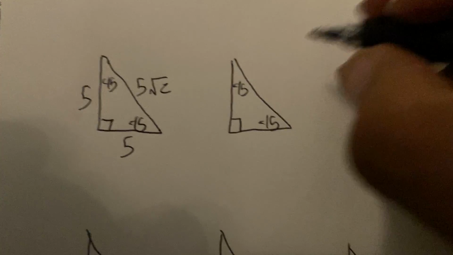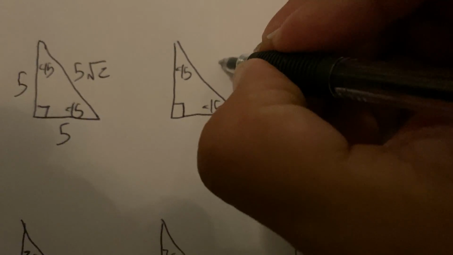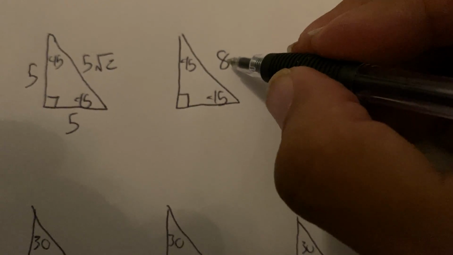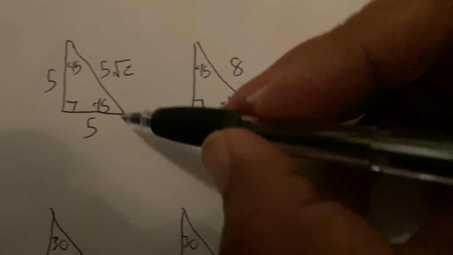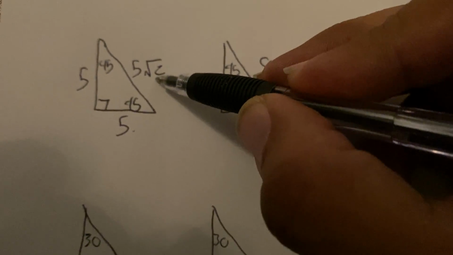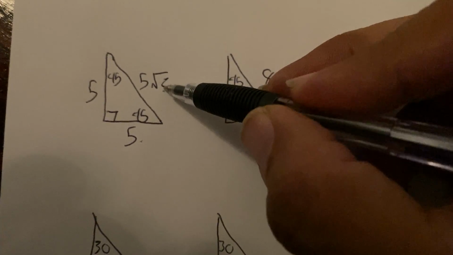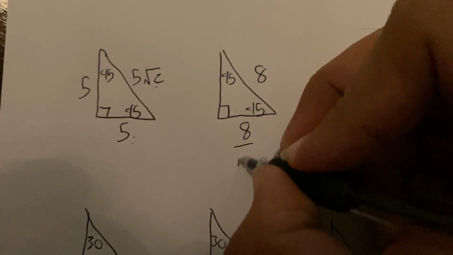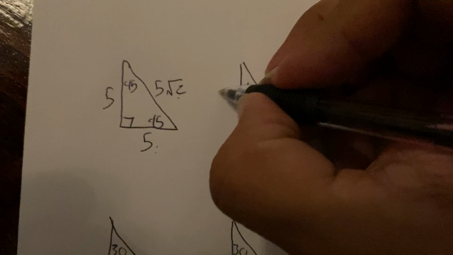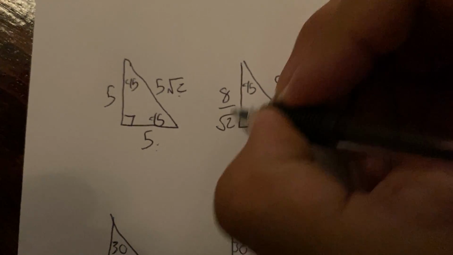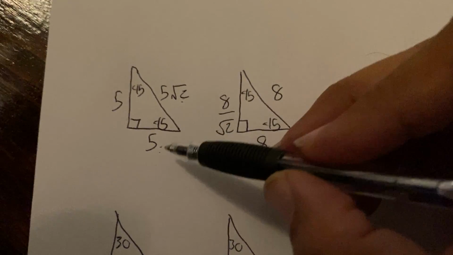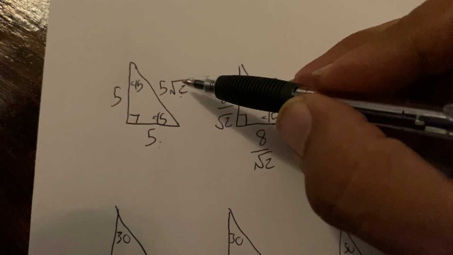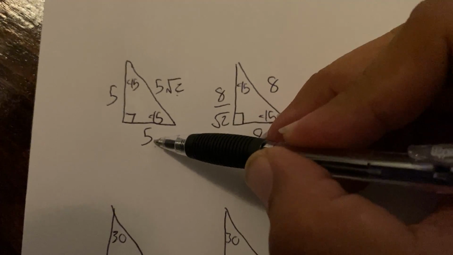But what if square root of 2 is not there? What if this is 8? If that one's just 8, where does the square root of 2 go? Well, we know that from here to here is multiplying by square root of 2. So if you go from the largest to the smallest, that means divide by square root of 2. So 8 square root of 2, and that would be 8 square root of 2 divided by square root of 2. So if you're going from here to here, you multiply by square root of 2. If you're going from here to here, you divide by square root of 2.